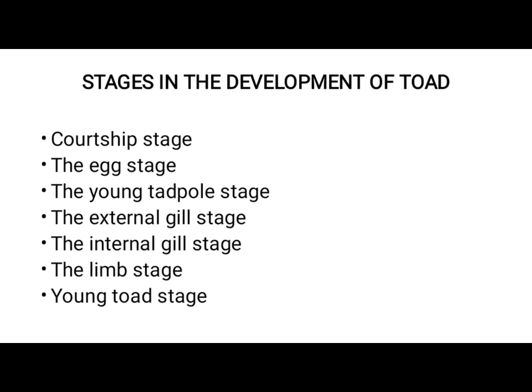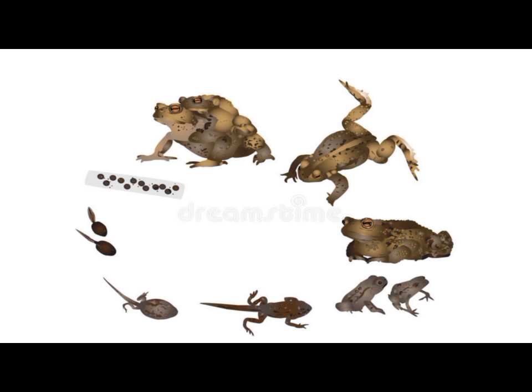When you talk about the development of toad, as you know, toad is an amphibian, and the development of toad has three major stages. Apart from the courtship stage, you have the egg stage, and then you have the young tadpole stage, and eventually you have the adult stage. So the first stage actually is the courtship stage.